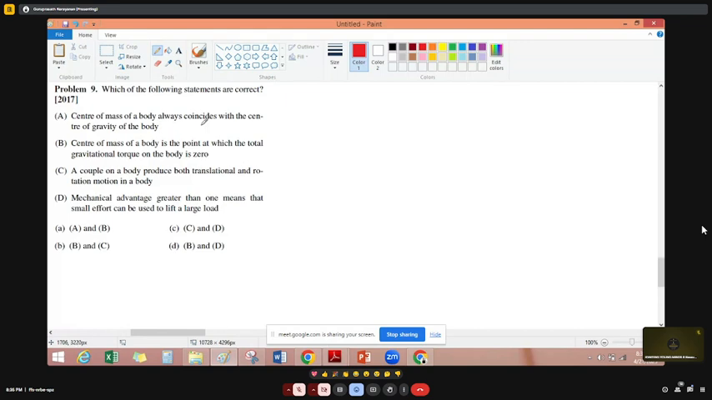Center of mass of a body always coincides with the center of gravity? Not necessarily, so this is wrong. Center of mass of a body is the point at which the total gravitational torque on the body is zero. This is correct.